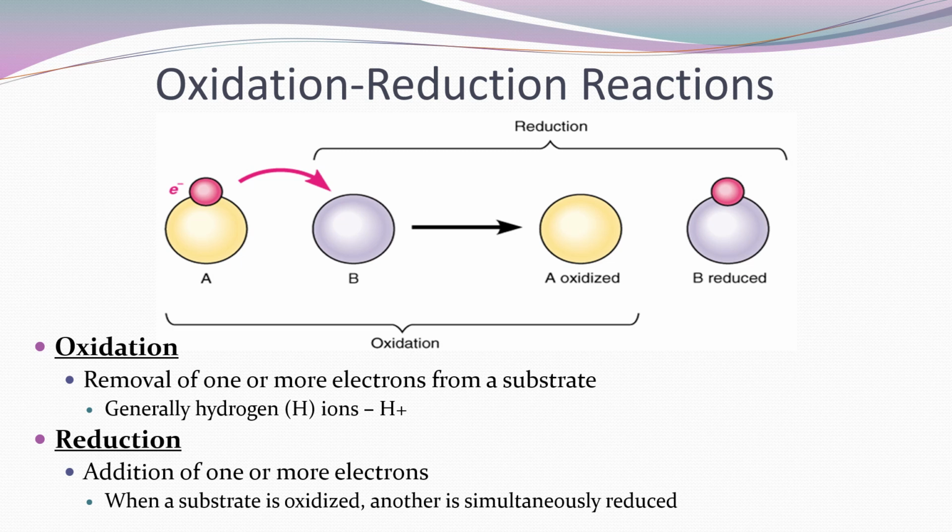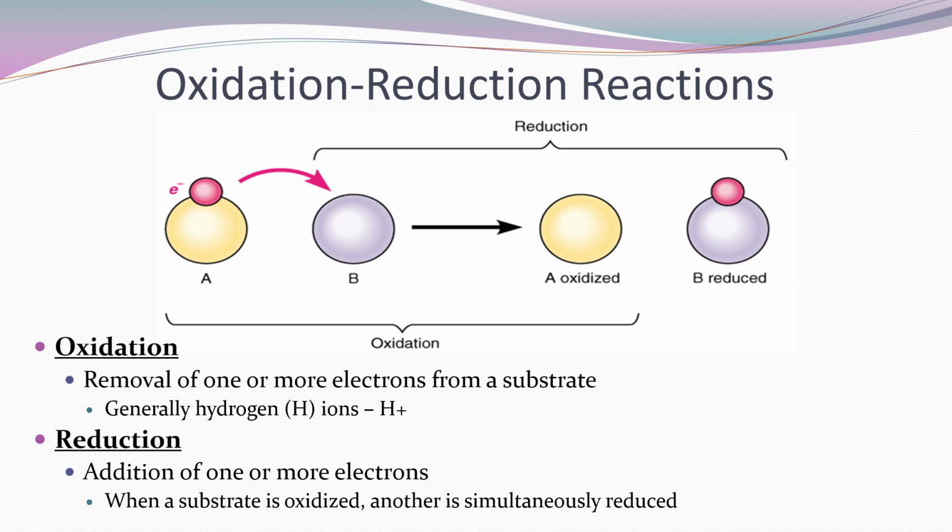Welcome to Chapter 7, Part 2. We are going to start moving into those actual pathways by which energy is going to be made within the cell. So, this is where we ended with Part 1 with oxidation reduction reactions, known as redox reactions.